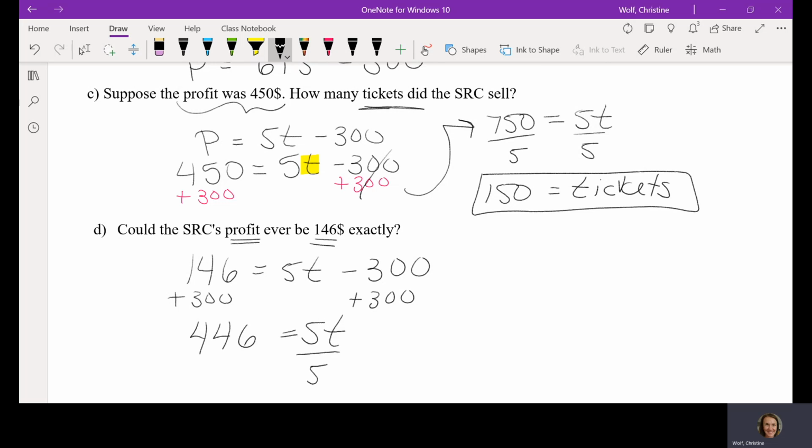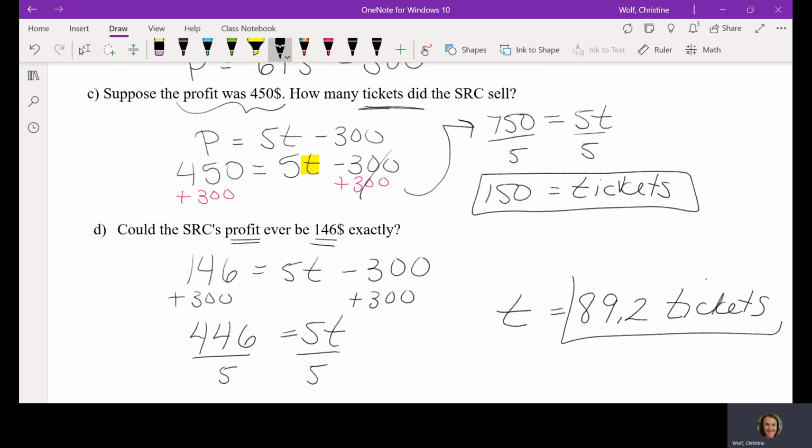Now, if we go to solve for t and divide each side by 5, 446 divided by 5 does not divide nicely. You would get a decimal, so you would get 89.2. Now, it is impossible to sell that many tickets. You cannot sell 0.2 of a ticket. So no, it would be impossible for this to ever be their profit.